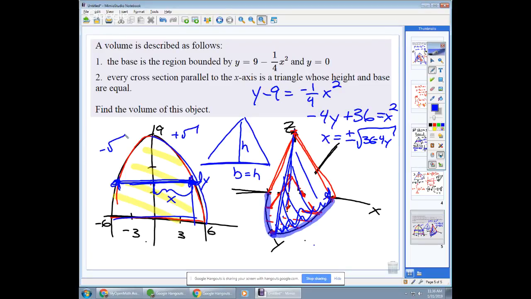Which basically means if this right here is the square root, the full length is double that. So I've just determined that the base, I believe, is twice that square root of 36 minus 4y.